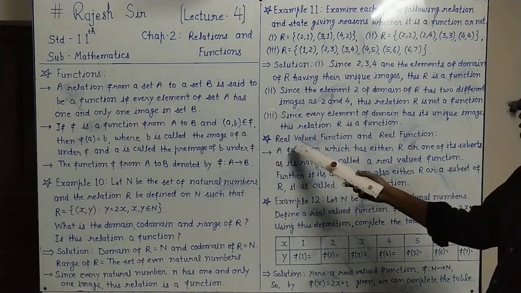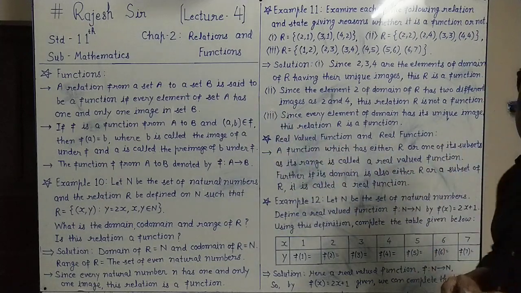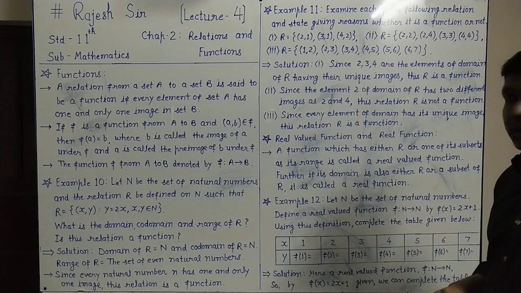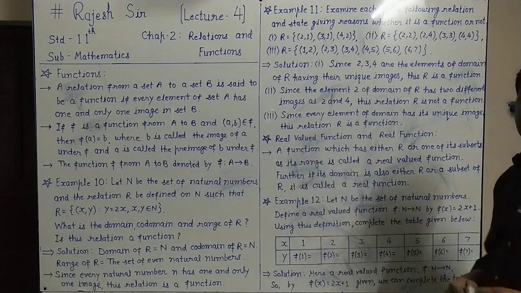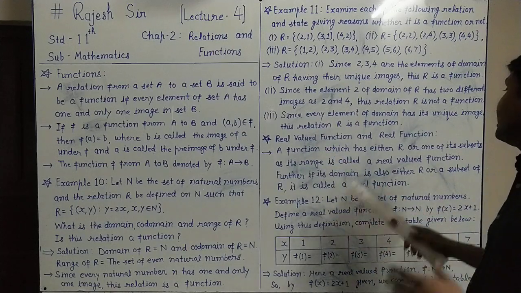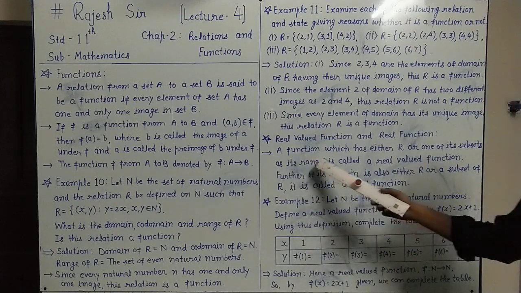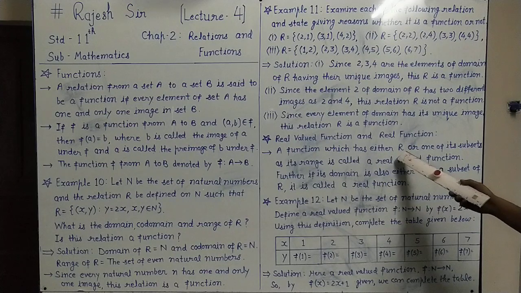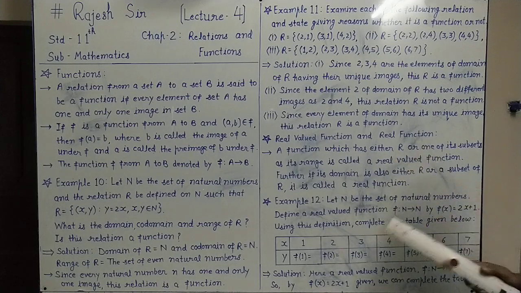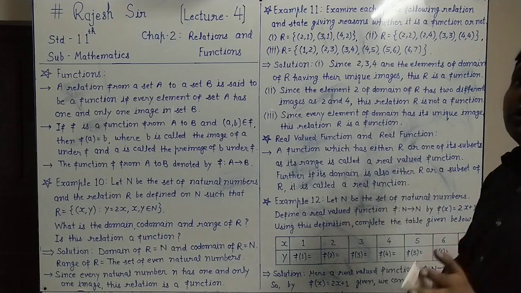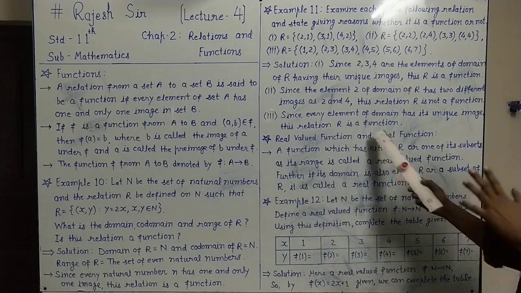Next, about the function only. The definition is real valued function and real functions. This tells when we can call a function a real valued function and when a real function. That is the definition given here. A function which has either R, here R is for real numbers, it's not for relation actually.